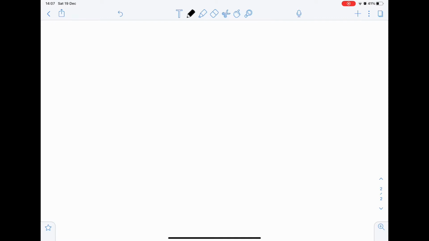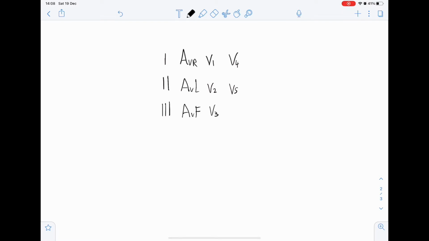Okay, so to be able to recognize which of the arteries are affected in ECG, first let's just draw out the different leads that we see. So firstly, we've got the 1, 2, and 3. Okay, next we'll just write down the AVR, AVL, and AVF. Okay, so after that we go for our V1, V2, V3, V4, V5, and V6.